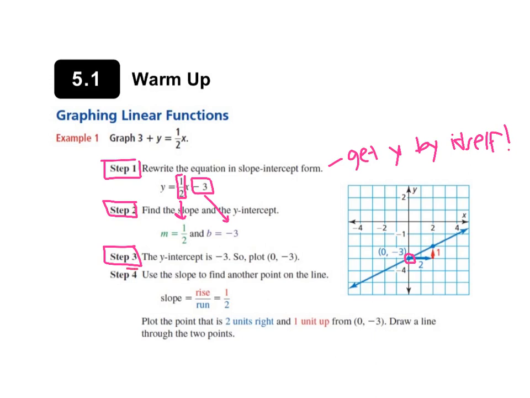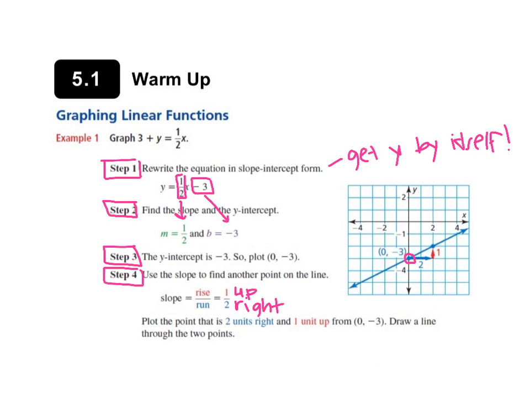And then step 4 is to use that slope to find another point on the line. 1 over 2, a positive 1, tells me I'm going up, and then a positive 2 is to the right. So up 1, to the right 2.